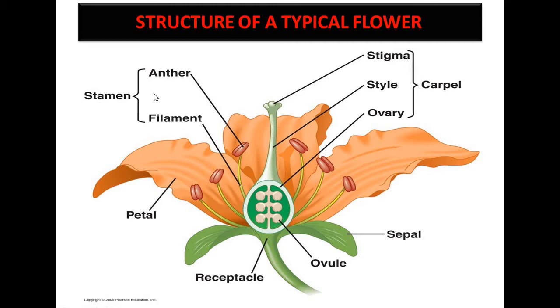We know that the stamen is the male reproductive organ of the flower and the carpel is the female reproductive organ of the flower. That means both the male and female reproductive organs are present in the same flower. That's why it is also called a bisexual flower or hermaphrodite flower.